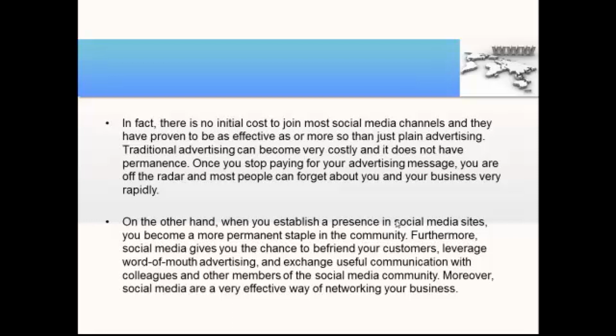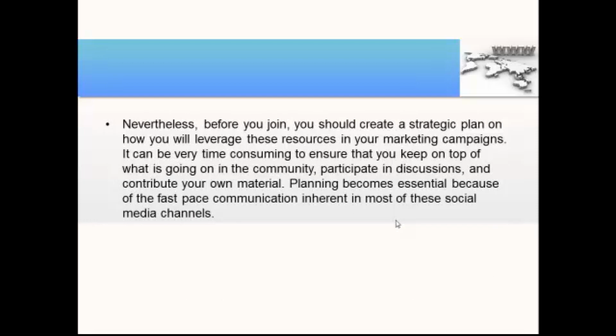Moreover, social media are a very effective way of networking your business. Nevertheless, before you join, you should create a strategic plan on how you will leverage these resources in your marketing campaigns. It can be very time-consuming to ensure that you keep on top of what is going on in the community, participate in discussions, and contribute your own material.